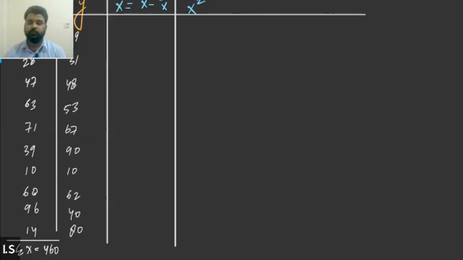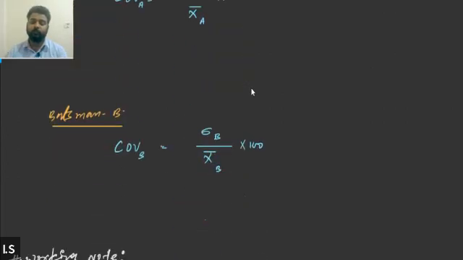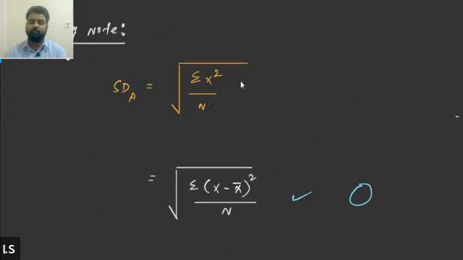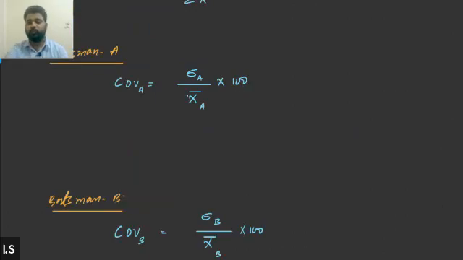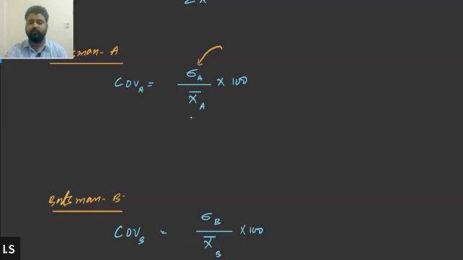After calculating the deviation, we will square all the deviations so as to find out the sigma x square. And after finding the sigma x square, all you need to do is put this value into the standard deviation formula here, and you will be able to find the standard deviation. Once you have the value of the standard deviation for batsman A, put it here, divide by the mean we calculated earlier, 46, and multiply by 100. This is how you will be able to calculate the coefficient of variation for batsman A. Is it clear to you?